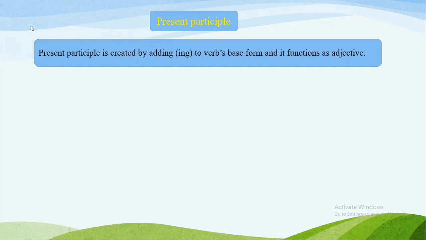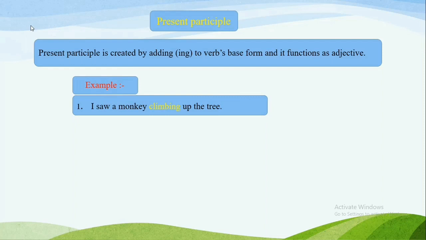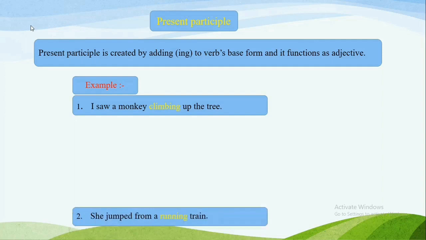Let's see present participle. Present participle is created by adding ing to the verb form and functions as an adjective. Let's see the example. I saw a monkey climbing up the tree. Here, the main verb is saw and climbing is the secondary verb in ing form. It behaves as a present participle.